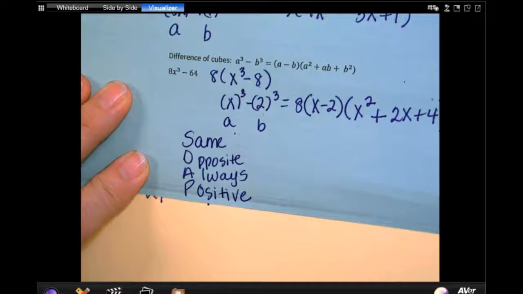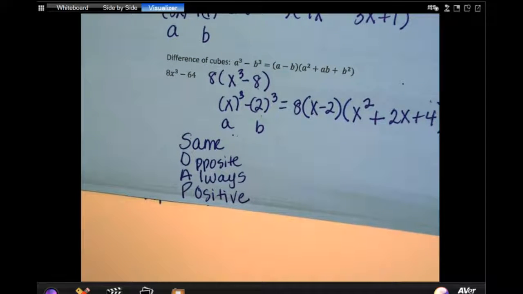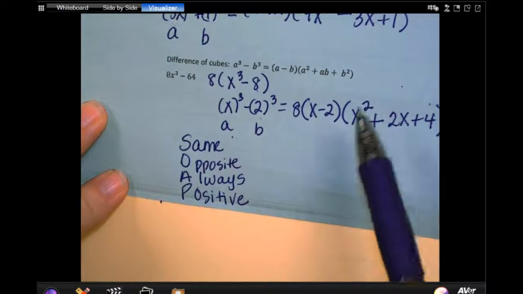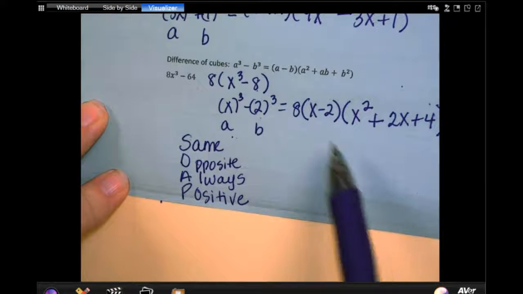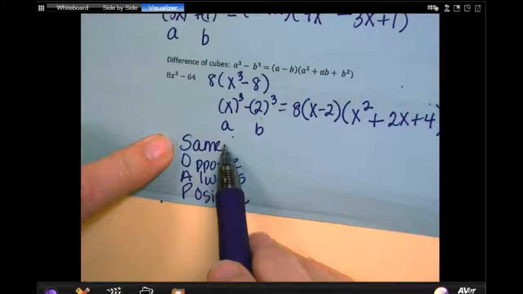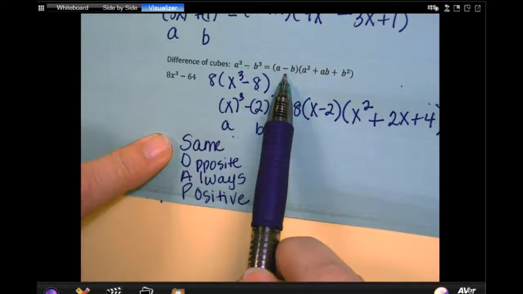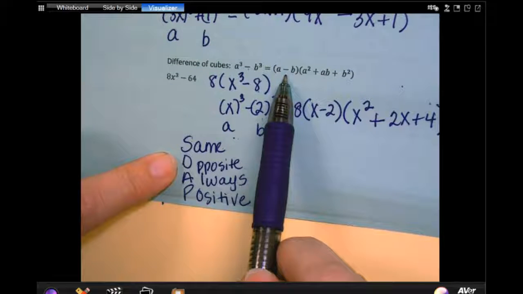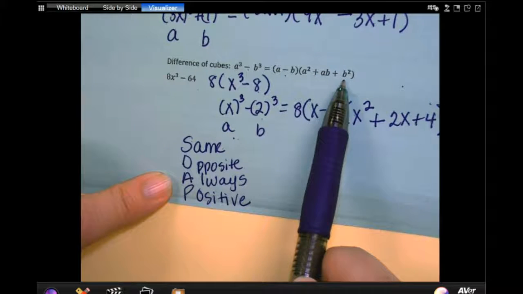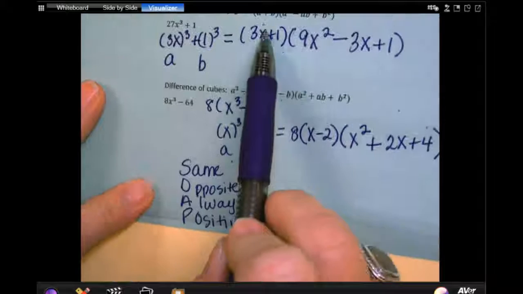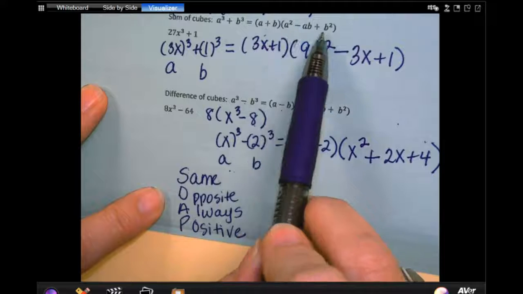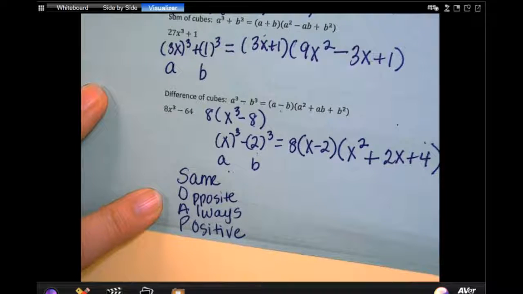So whenever you do these, you do SOAP. It's same, opposite, always positive. So look, it's always A and B, and you take the same sign. So this is minus, that's minus. Then I do the opposite. So my next sign is the opposite of minus, which is plus, and then the last one is always positive. The same works up here. You do the same, this matches, opposite of this, and the last one's always positive. Okay?